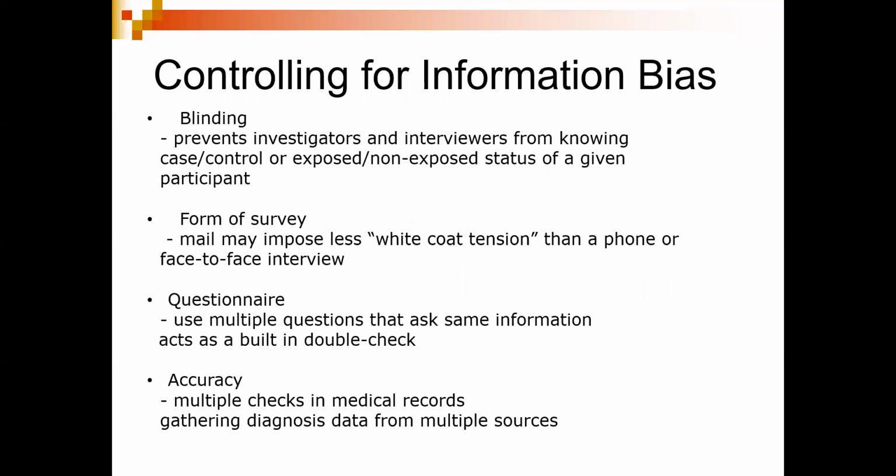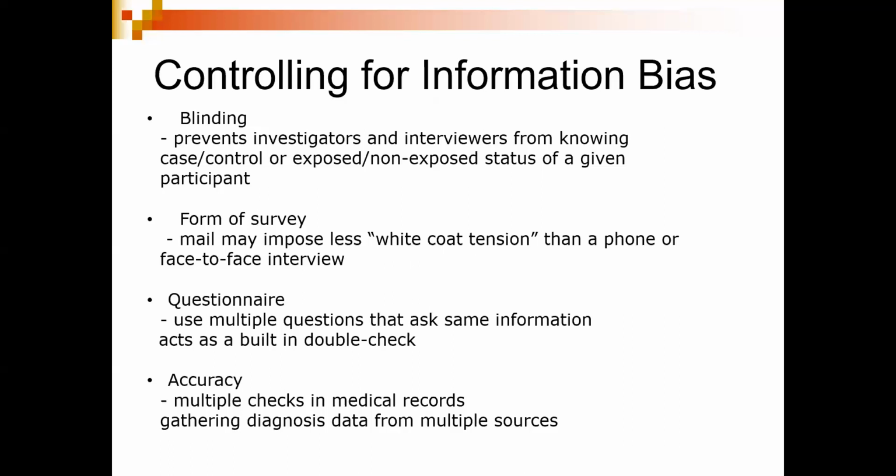What are some of the things you can use for controlling bias? I think we have discussed some of those issues before. It actually depends on the type of bias you're talking about, but I'll just give a list of some examples. You can do what you call blinding. That's one example. How can you do the blinding? It prevents investigators and interviewers from knowing a case or a control, or knowing exposed or non-exposed.